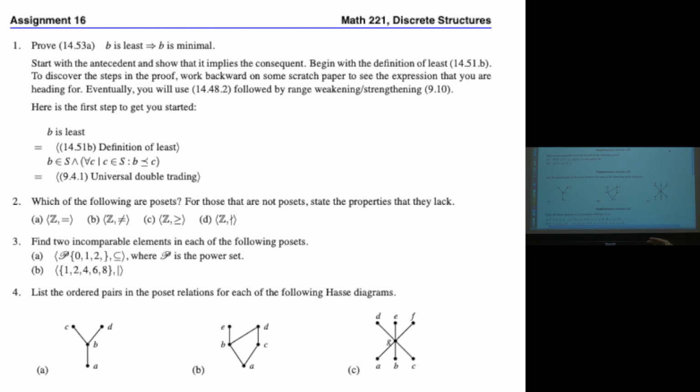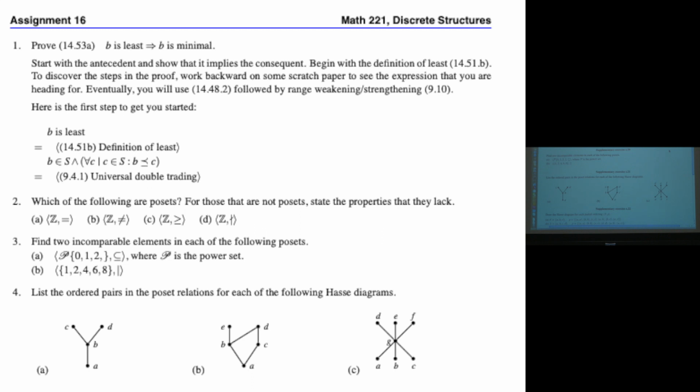Let's do all the ones that start with A. AB, AC, AD, and then BC, BD. All right? And is that it? Yep, because we got transitivity.